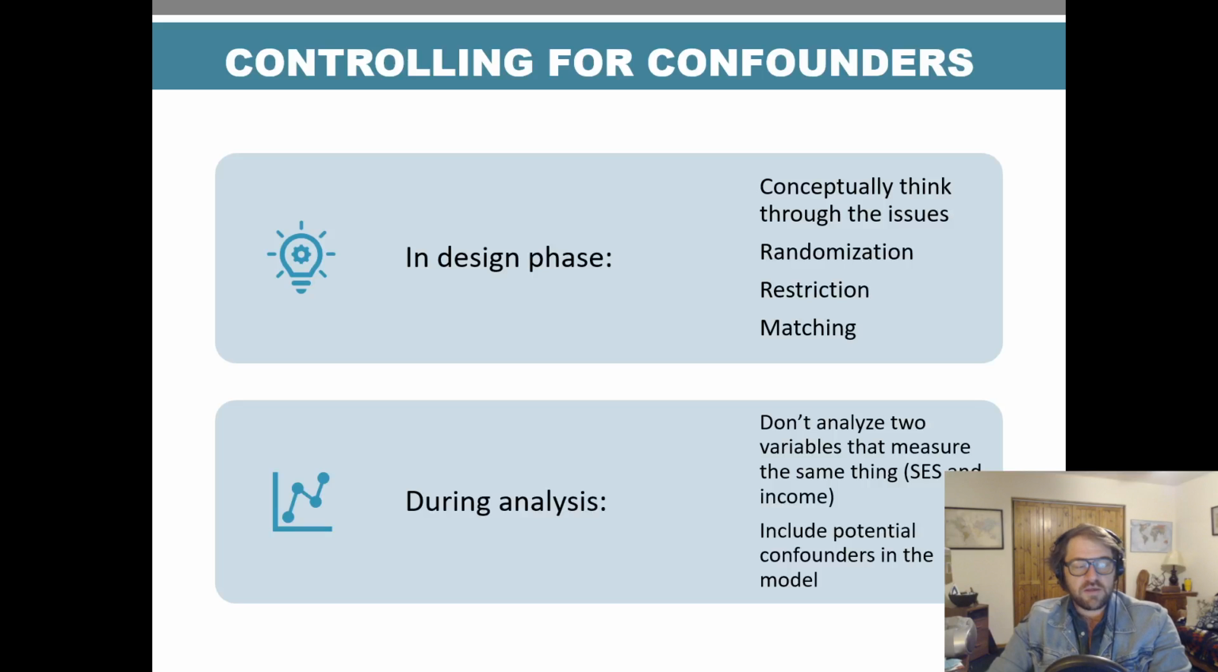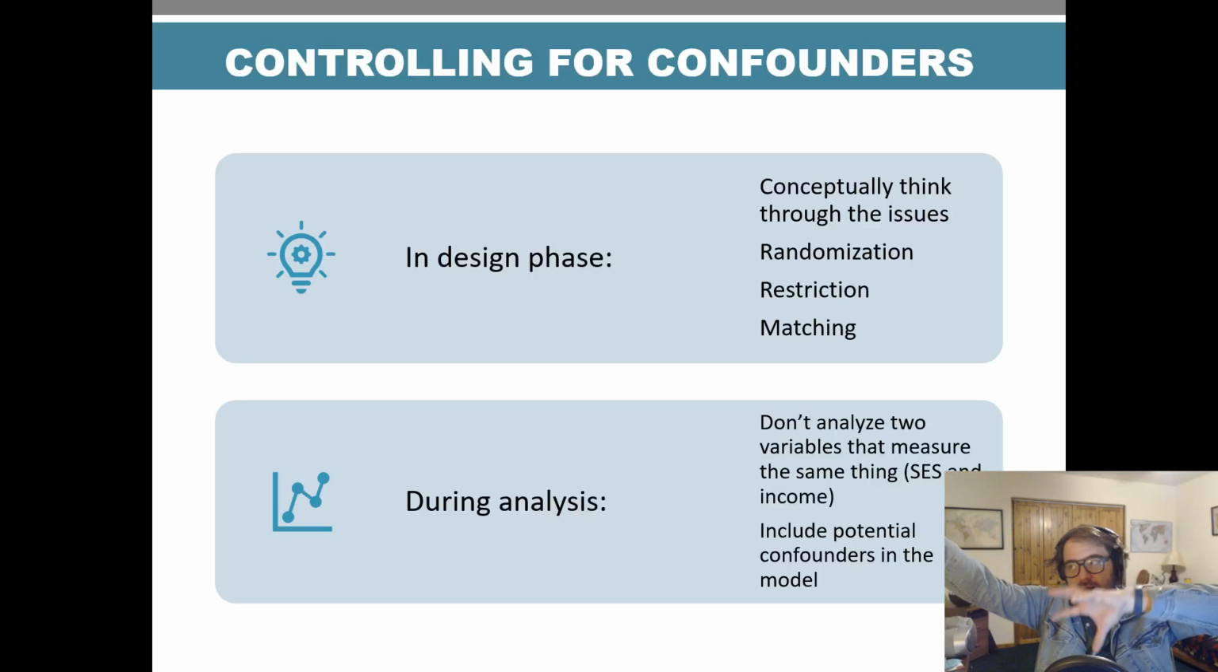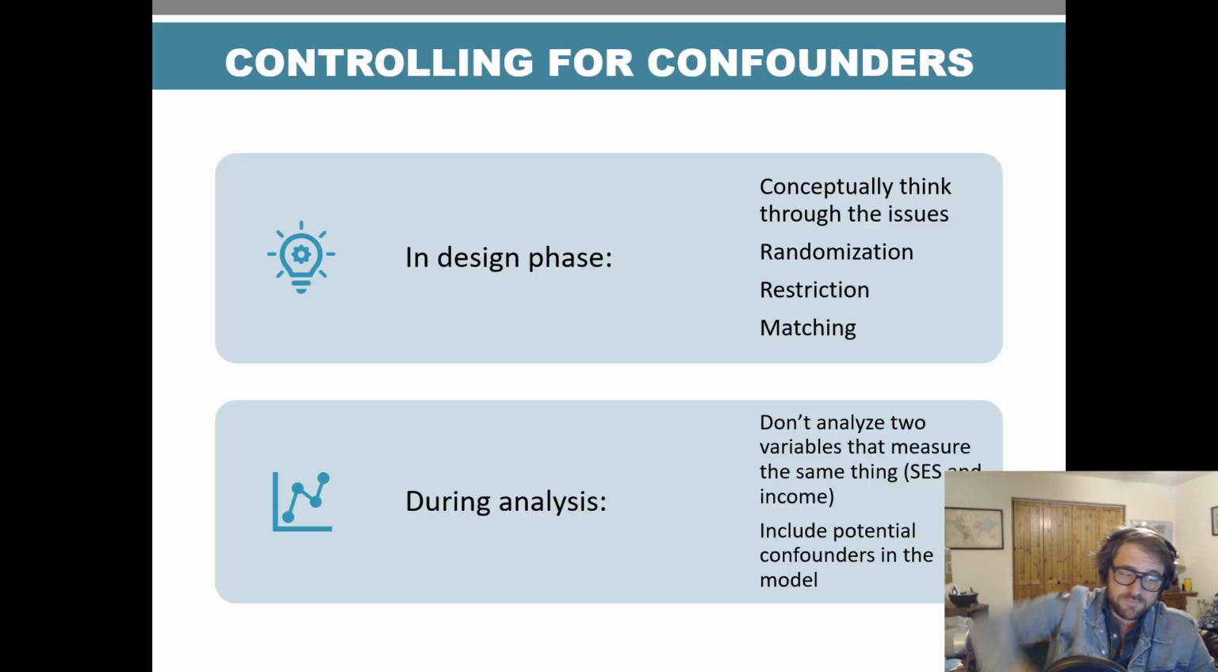In the analysis phase, don't analyze two variables that measure the same thing. So socioeconomic status and income are measuring the same thing. This is kind of a high level concept, but there's variance associated with each one. They're highly correlated, so they share some of the same variance. If you analyze one and then analyze the other, you're analyzing the same variance pool twice.